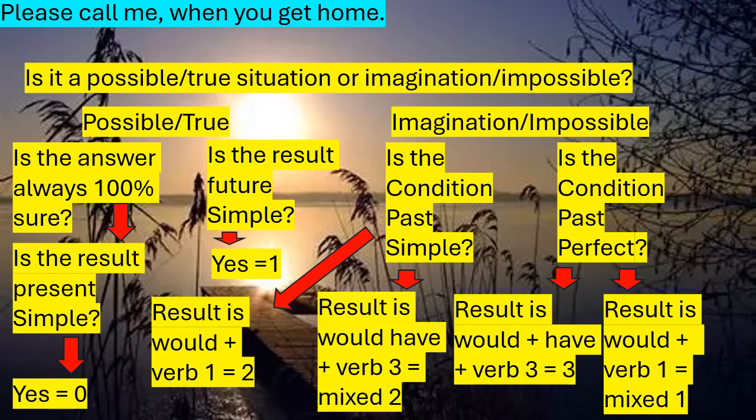Next one. Please call me when you get home. So question 1, is it a possible true situation or imagination and impossible? And the answer to that one is it's a possible true situation. And is the result present simple? When you get home, yes. So this is a zero conditional. It's a slightly different kind of zero conditional. This is not one where it's always 100% sure, but it's an imperative. Please call me. But that is a zero conditional.